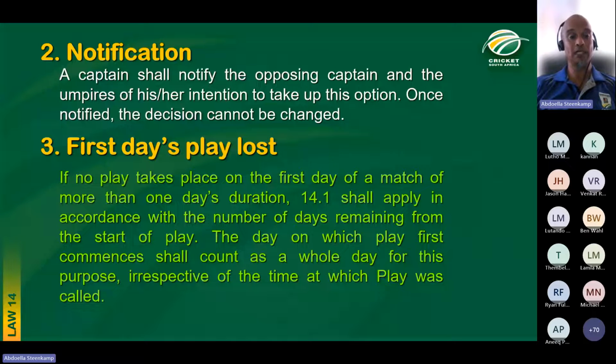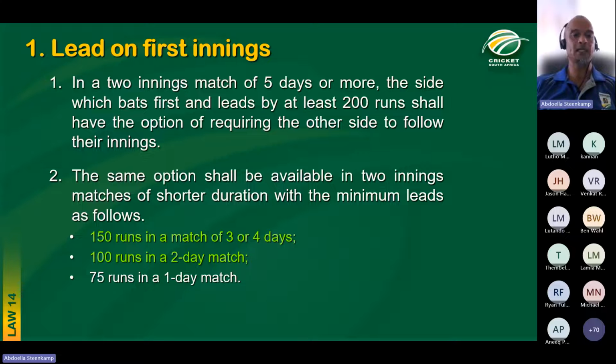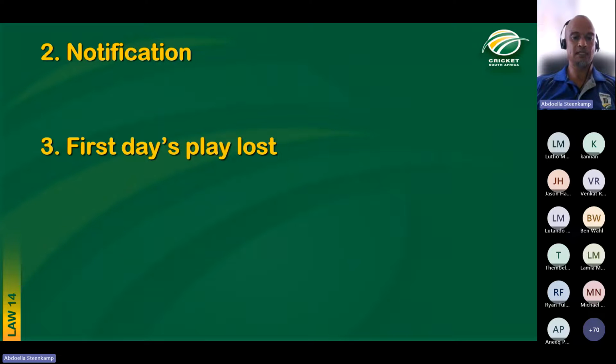The reason is that the law is clear. It must be the first day's play that is lost. It cannot be the second or third or fourth day's play that's lost. Only if the first day's play is lost, or let's say 3 days are rained out, first, second, and third, so our test match will only be on day number 4 and day number 5. Now it's a 2-day test match. So what is our minimum lead for a 2-day game? If I go back to our previous slide, it will be 100 runs.